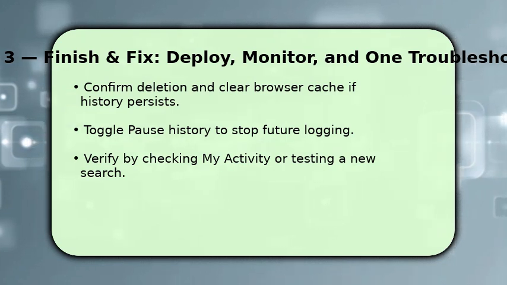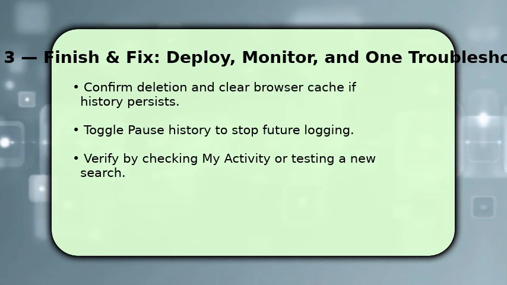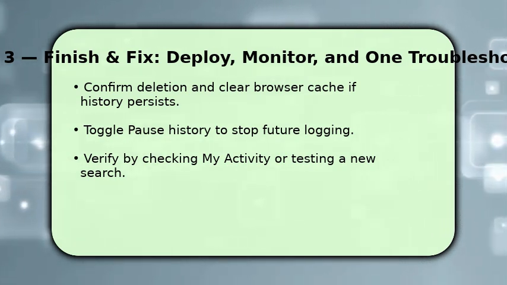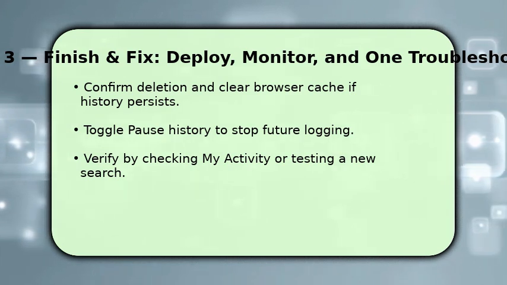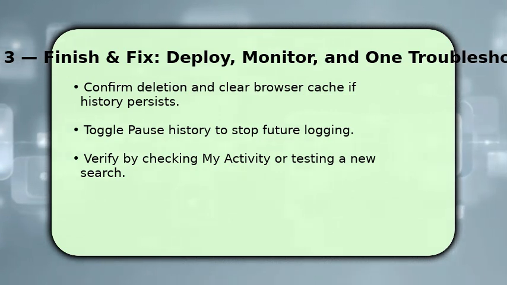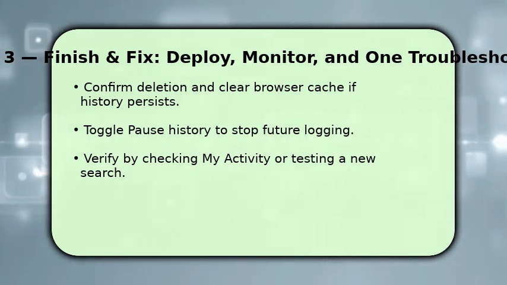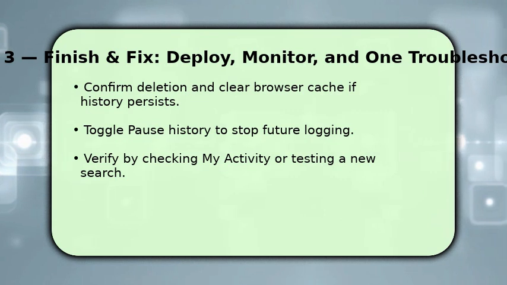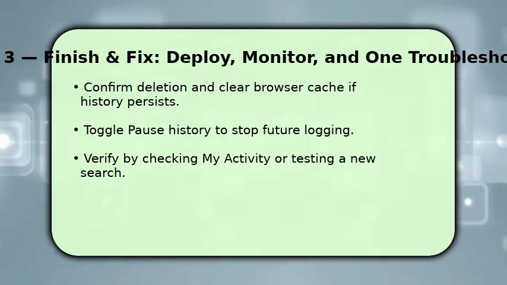Once done, consider clearing your browser cache and cookies if some traces still show, because local data can linger. Then, toggle pause on YouTube history or Web and App Activity to prevent future logging, and test by performing a new search or watching a short video. Then check My Activity to verify nothing new was recorded. If entries remain, sign out and back in, and retry the delete steps.